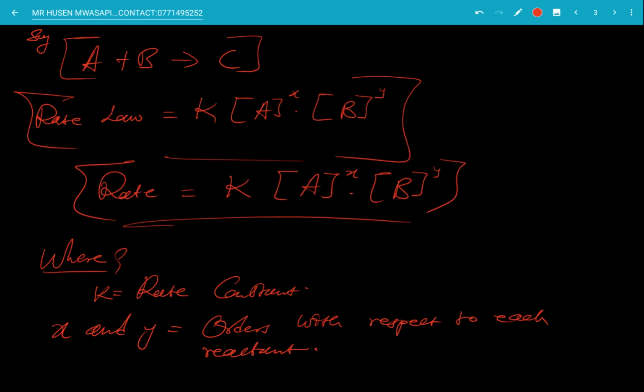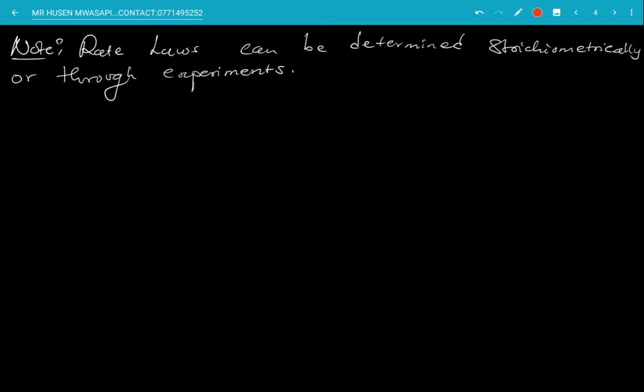So be mindful that rate laws help us determine which reactant disappeared faster than the other. Don't forget that point. So this is the equation: rate is equal to K, the concentration of the first reactant raised to X times the concentration of the second reactant raised to Y. One thing you should also know is that rate laws can be determined stoichiometrically or through an experiment. So questions might be given under stoichiometric problems or experimental type problems. Let's put that to mind as well.